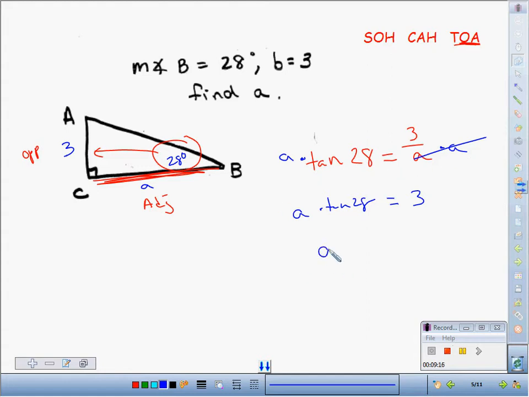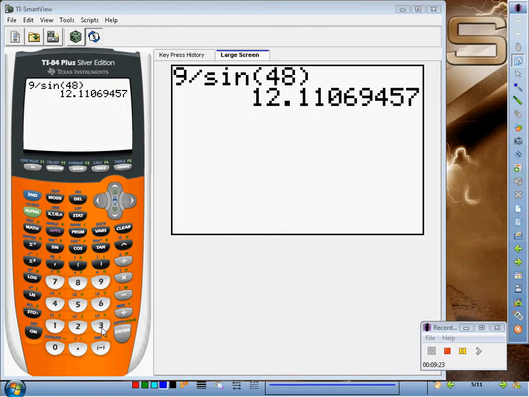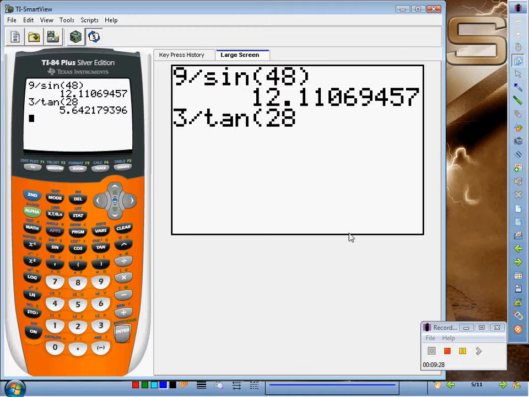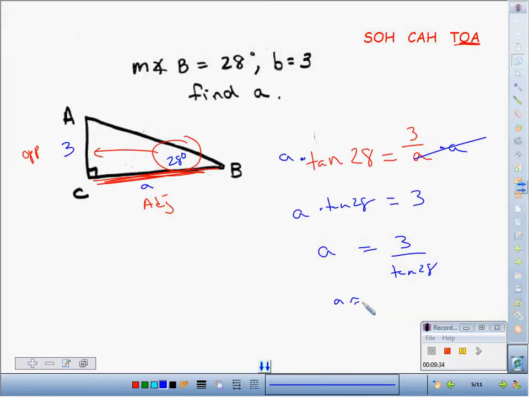Now divide both sides by the tangent of 28, and a equals 3 over the tangent of 28, which I can now punch into my calculator. 3 divided by the tangent of 28 equals about 5.6. So a is about 5.6.